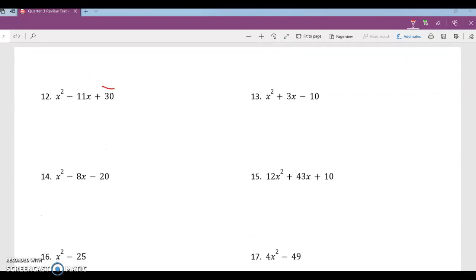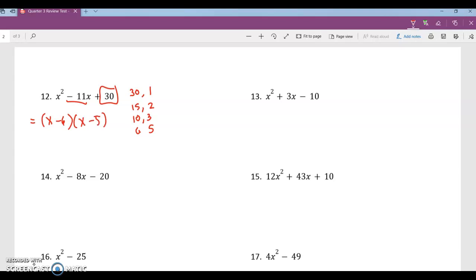For number 12, I'm looking for factors of 30 that add up to negative 11. Both numbers are going to be negative because I'm multiplying to get a positive and adding to a negative. So negative 30, negative 1, no. Negative 15, negative 2, no. Negative 10, negative 3, no. That would give me a negative 13. Let's see, 8, 7, how about 6? 6 and 5. Okay, that works. So I'll get x minus 6, x minus 5.